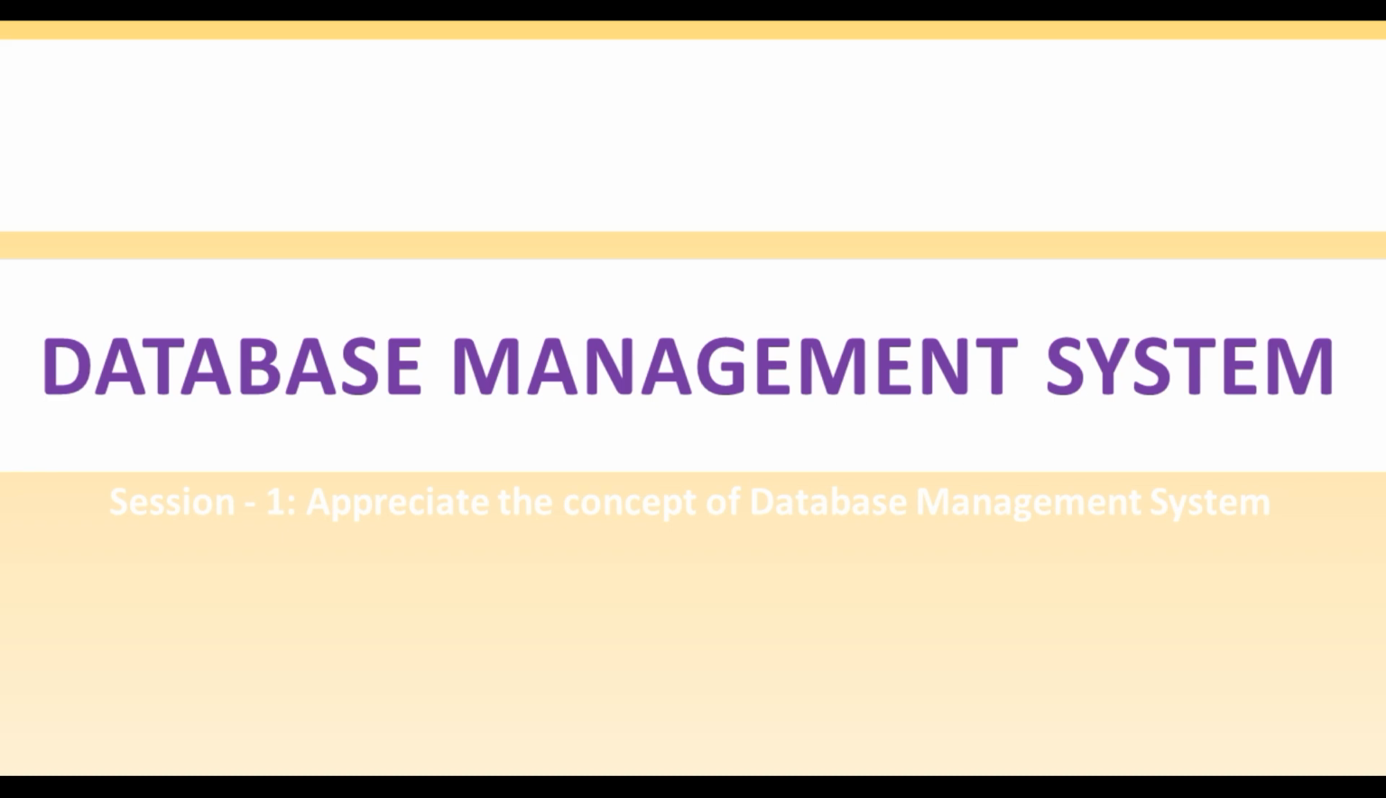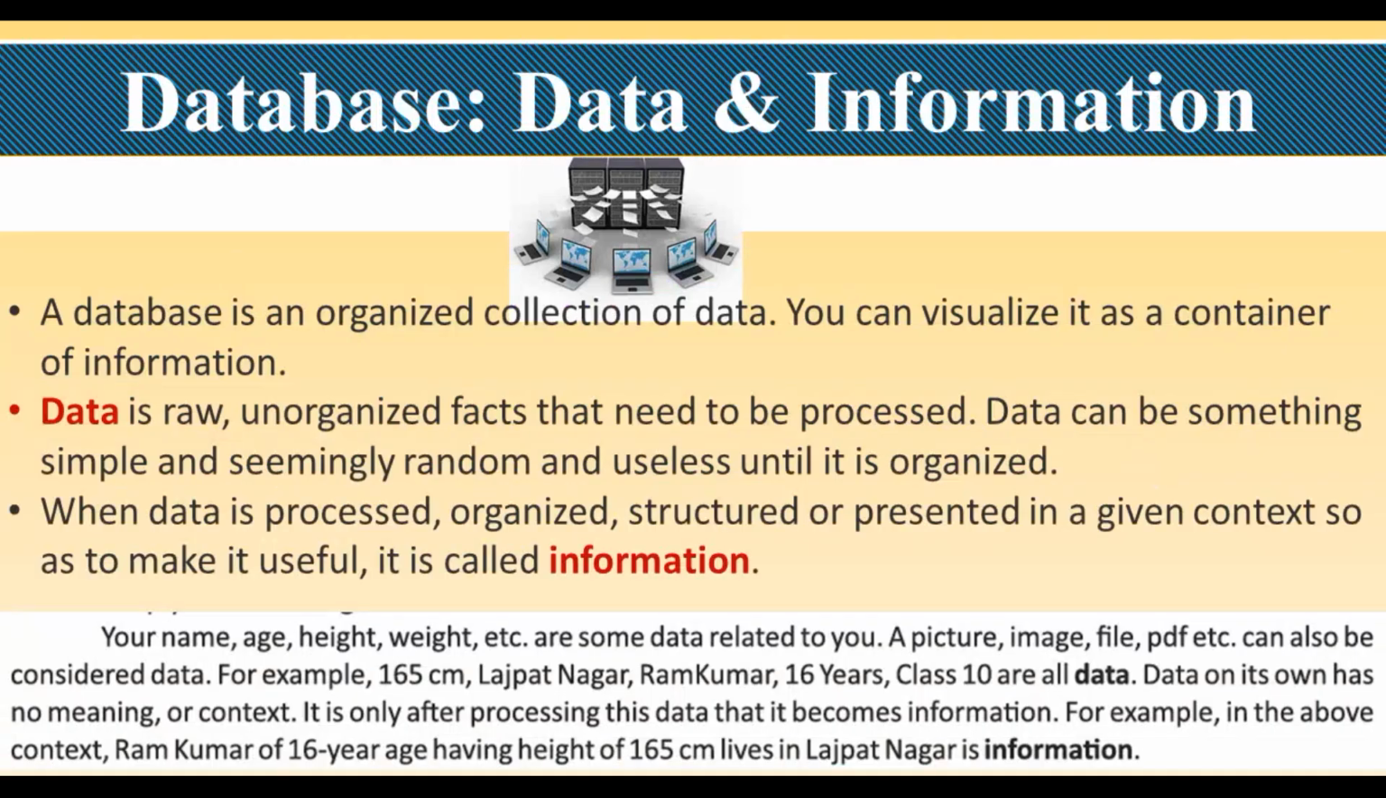So here we are going to start Database Management System, that is Section 1, to appreciate the concept of a database management system. First of all, let us understand what data and information are. Data is raw and unorganized fact that needs to be processed. Data can be simple and random content, or we can say it is useless until it is organized. If data is processed, organized and structured in a given context to make it useful, it is called information.